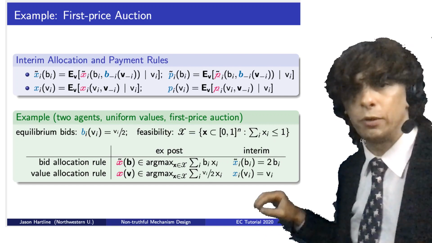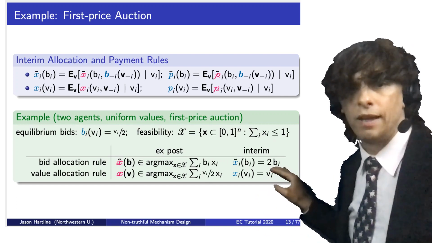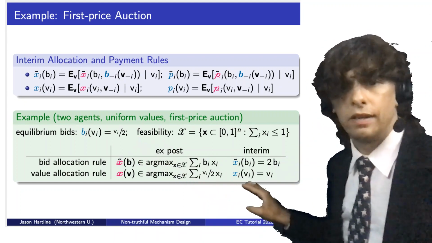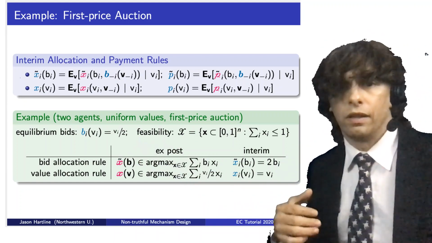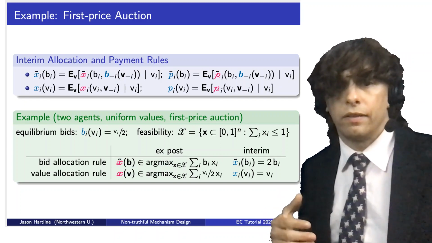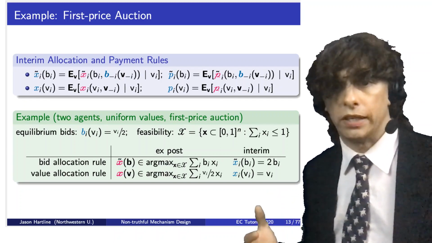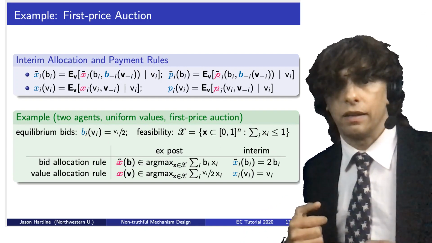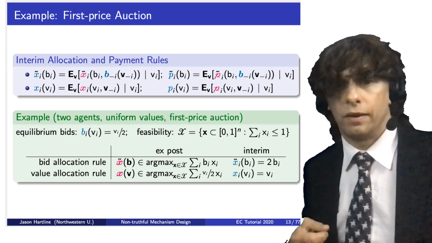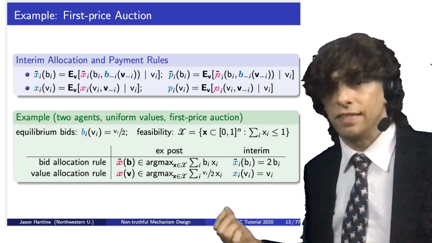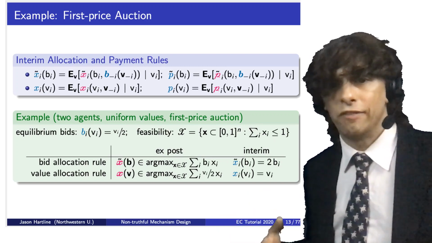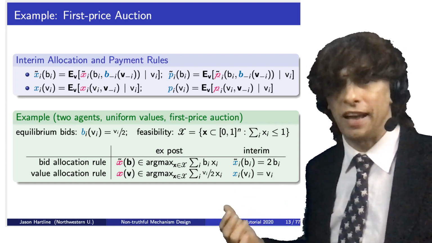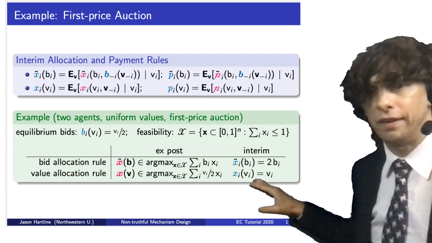There are two ways to observe this. One way is to take the bid allocation rule and map it into value space using the bid strategy. The other way is to say that bidders are bidding monotonically and symmetrically, so the bidder with the highest value is going to win. What's the probability that bidder i has a higher value than the other bidder? When the values are uniformly distributed, the probability the other bidder is below value v_i is exactly equal to v_i. So this is the allocation probability of bidder i.